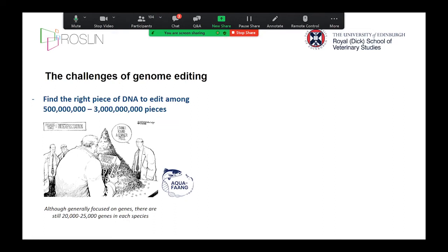But there are other challenges that you could think about when talking about genome editing. One of them is the potential for off-targets. Biological systems are never perfect.